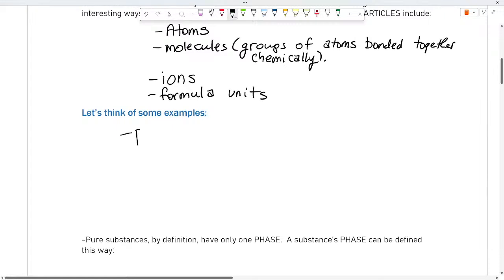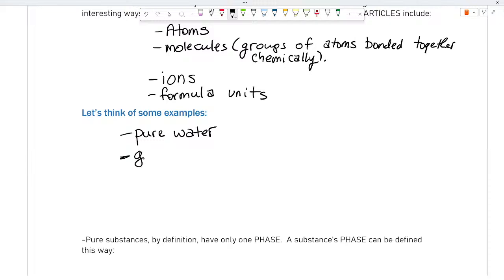Obviously, we already said pure water. We could talk about gold, or any gold, aluminum, silver, but only in their pure forms. When you buy a gold ring, is it pure gold? No. Why not? Does anyone know why not?